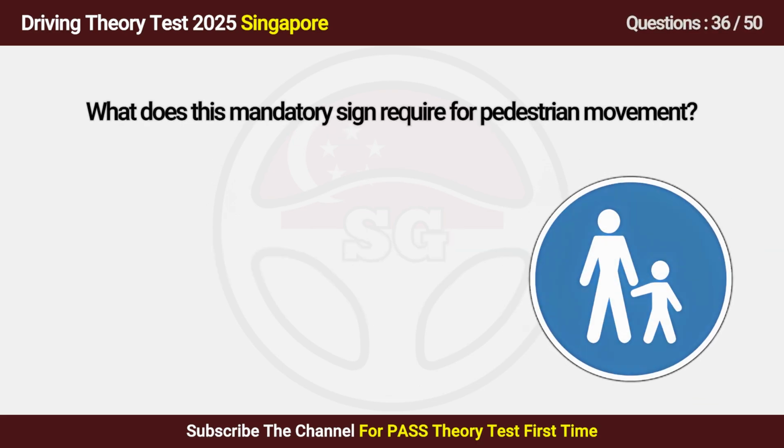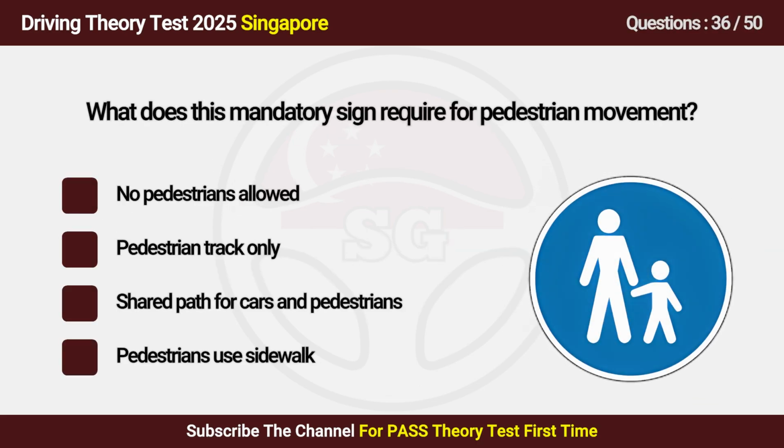Question 36. What does this mandatory sign require for pedestrian movement? A. No pedestrians allowed. B. Pedestrian track only. C. Shared path for cars and pedestrians. D. Pedestrians use sidewalk.